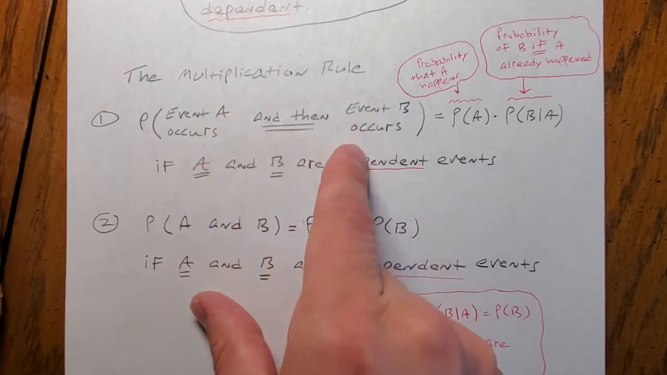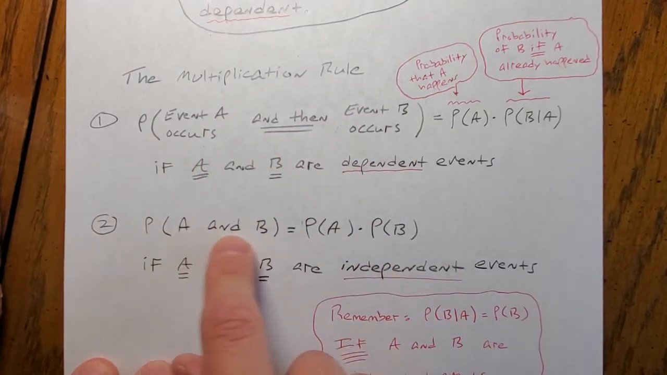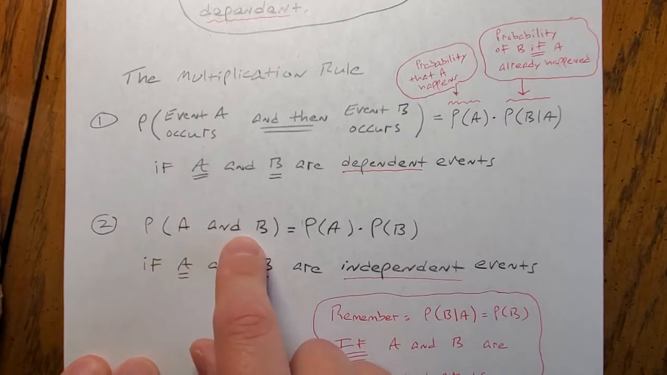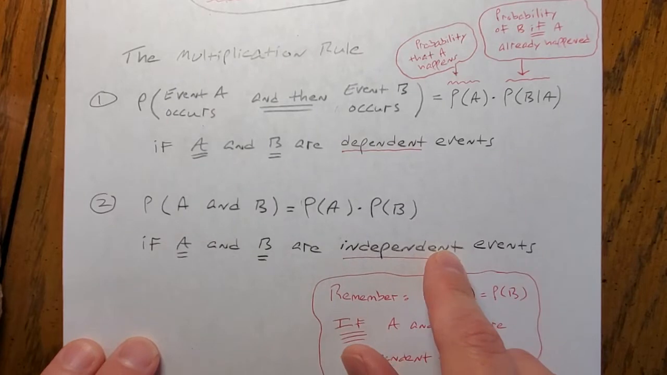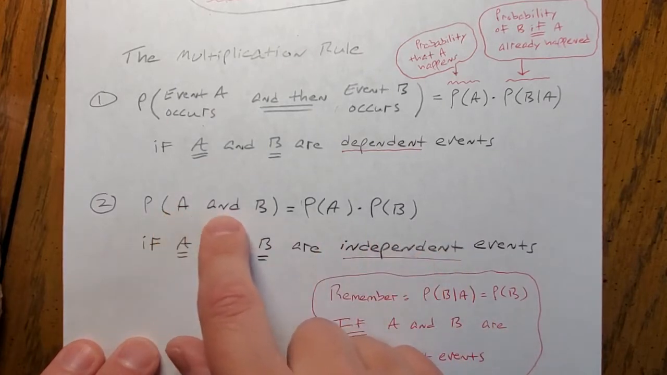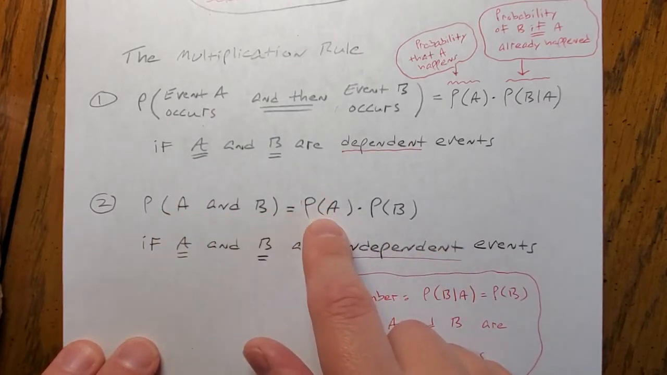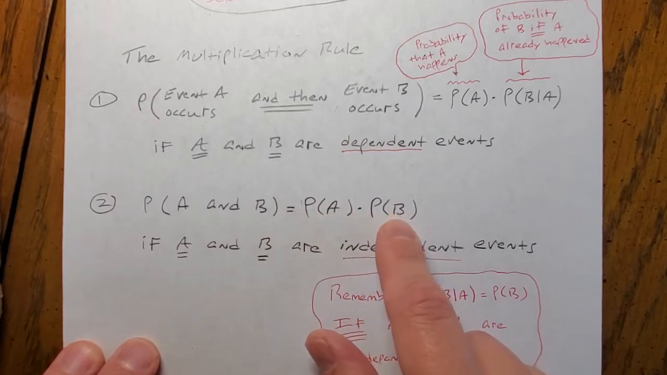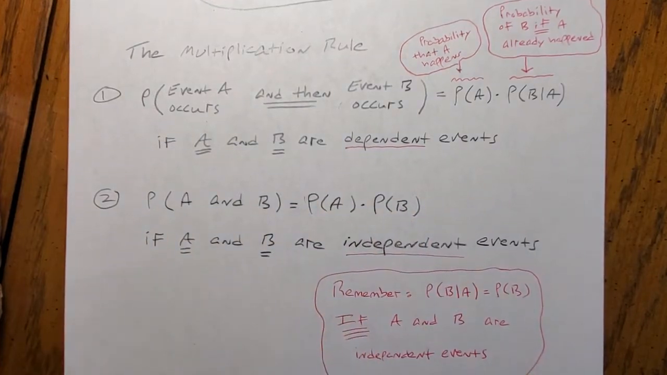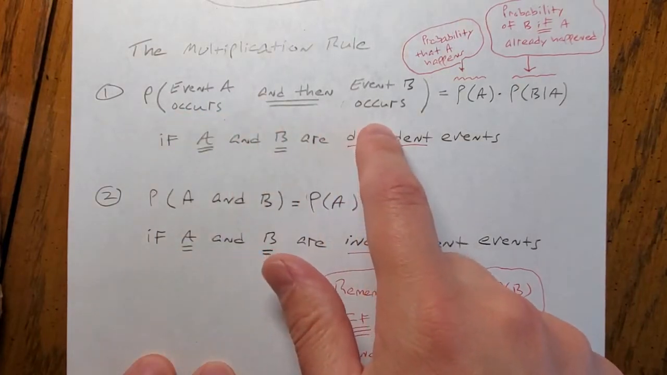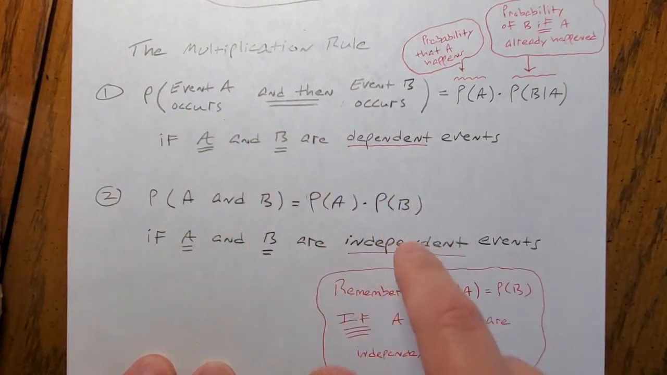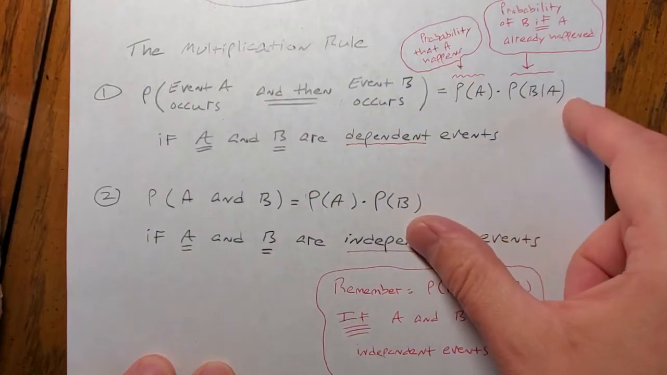A happens and then B happens, okay? But for short, people write it this way, probability A and B. All right. So if A and B are independent events, the probability that A happens and then B happens is the probability that A happens times the probability that B happens. Okay, so what you want to do to calculate the odds of events occurring in sequence is decide, well, are they dependent or independent, and then use one of these formulas.